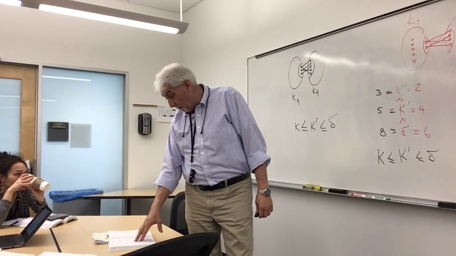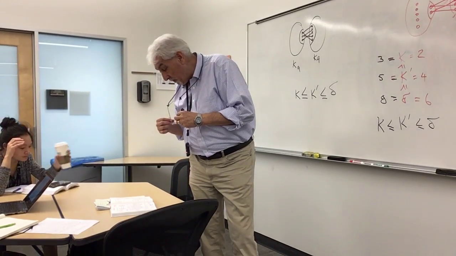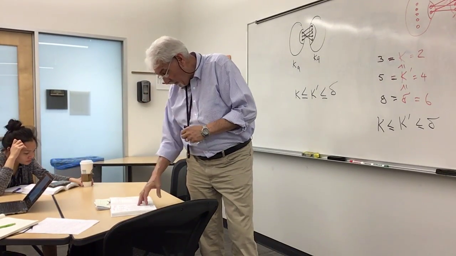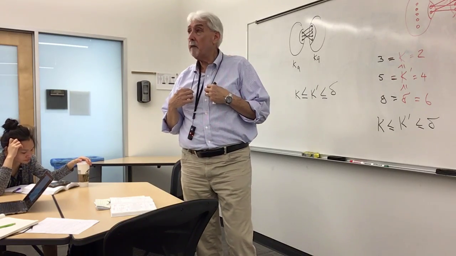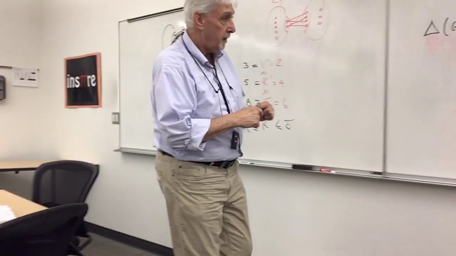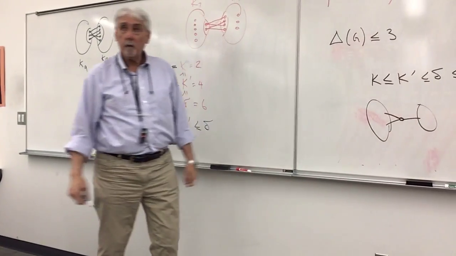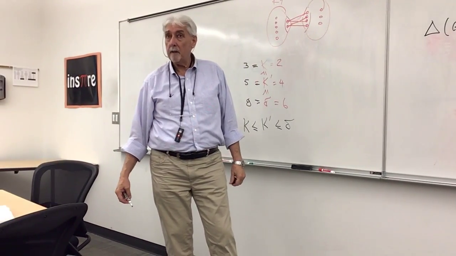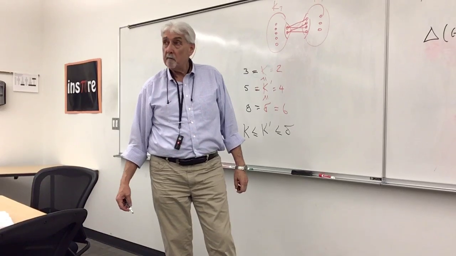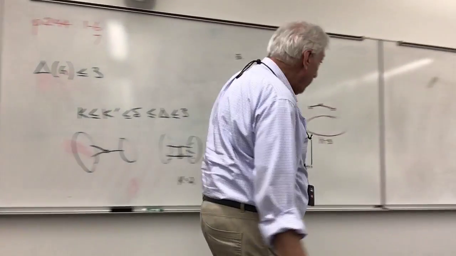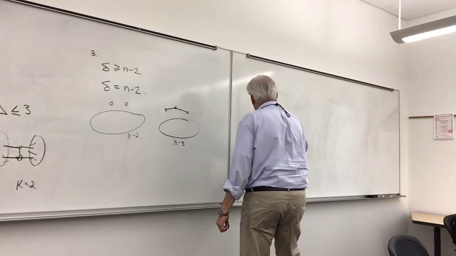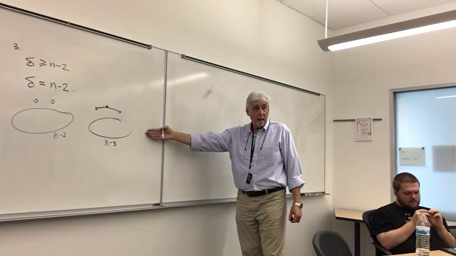What about when the min degree is n minus 4, right? Does he ask that next? Oh, sorry. What about when the min degree is n minus 3? When the min degree is n minus 3, let's generalize this.